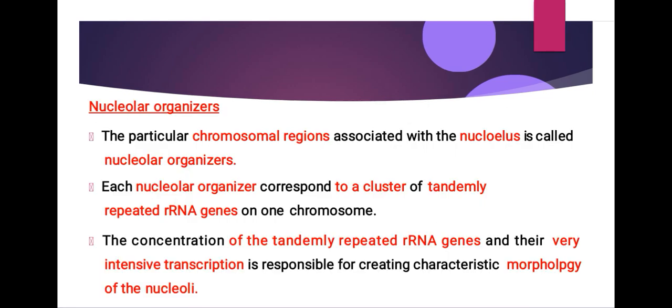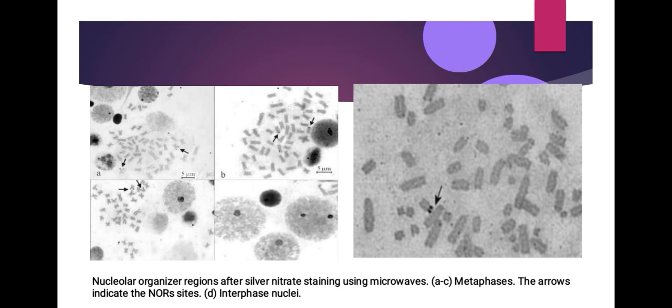Nuclear organizers. The particular chromosomal regions associated with the nucleolus are called nuclear organizer regions. Each nuclear organizer corresponds to a cluster of tandemly repeated rRNA genes on one chromosome. The concentration of tandemly repeated rRNA genes and their very intensive transcription is responsible for creating the characteristic morphology of the nucleolus. Nuclear organizer regions after silver nitrate staining using microwaves. Metaphase, the arrows indicate the NOR sites, interphase nuclei.